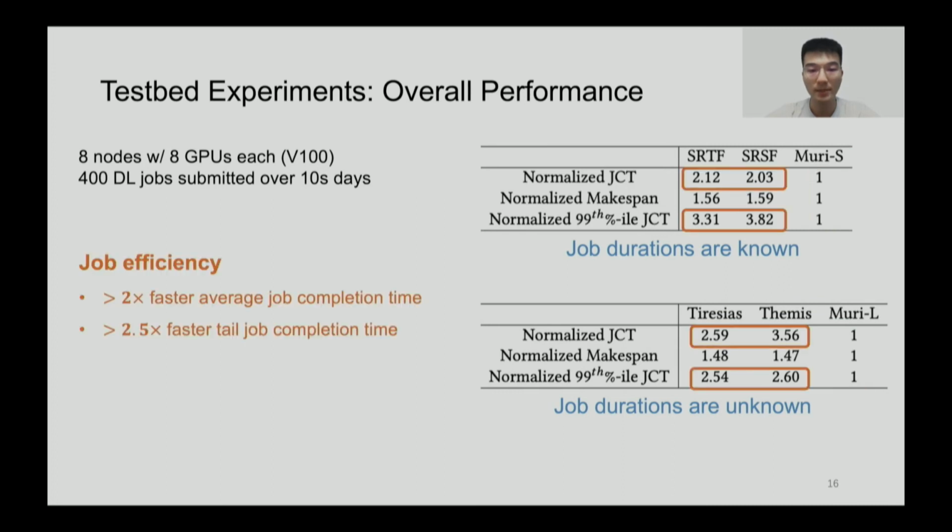Compared with baselines, Muri achieves higher job efficiency. Whether the job durations are known or unknown, Muri improves average JCT by more than 2 times and improves tail JCT by more than 2.5 times. Additionally, Muri achieves higher cluster efficiency with more than 1.4 times faster makespan.